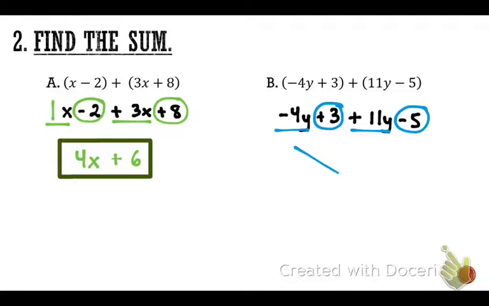Adam, if I were to combine negative 4y and positive 11y, what would that be? Negative 9y. Okay, how did you get that? I added 5. Right now we're only working with the y family. Same sign or different sign? Different sign. Okay, same sign, add and keep. Different sign, subtract, and take the sign of the larger number.